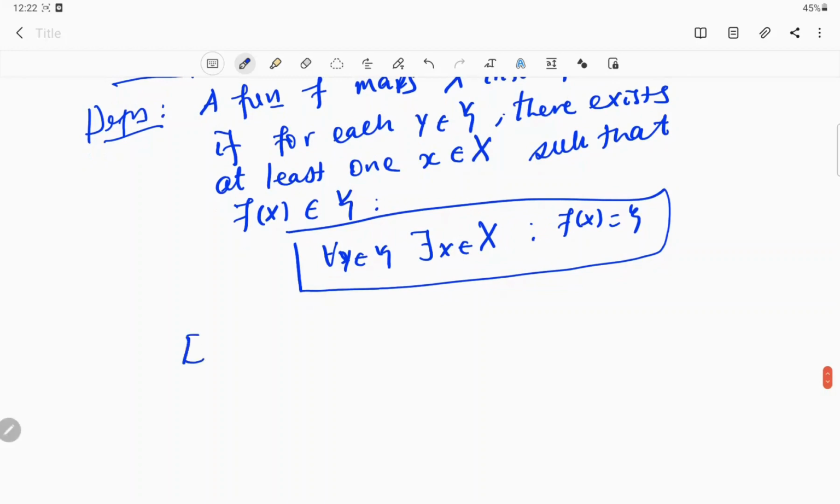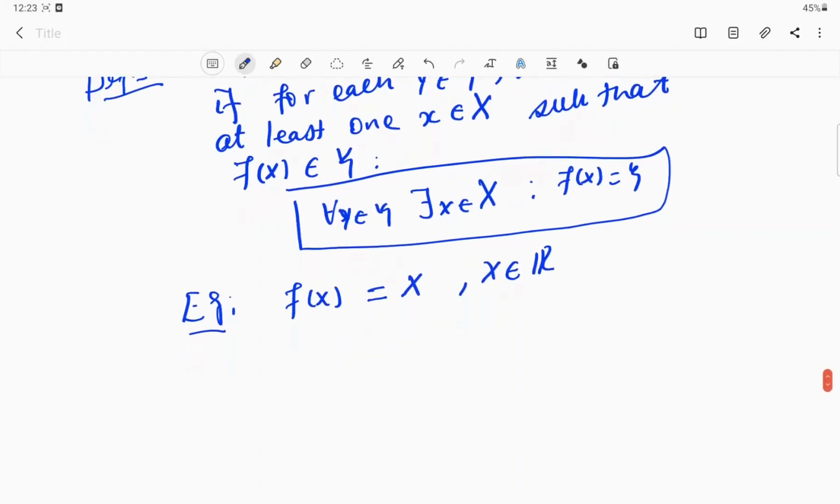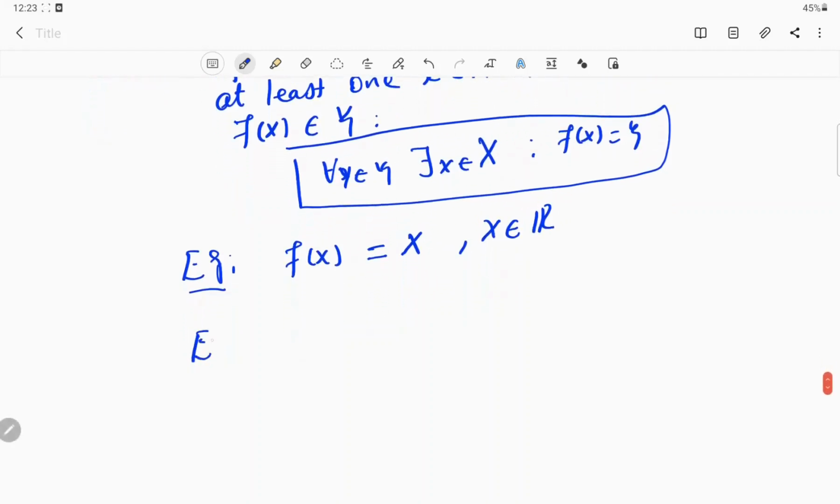You can take an example. Let's say f(x) equals x, like an identity function, where x is an element of A. This is an identity function, so it's obvious to show that this is an onto function. Try for yourself.